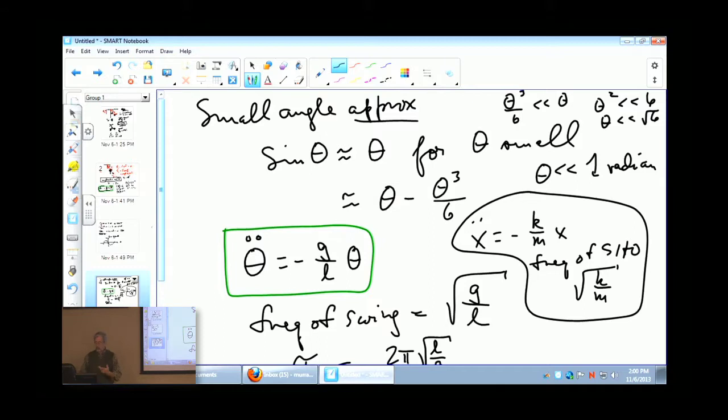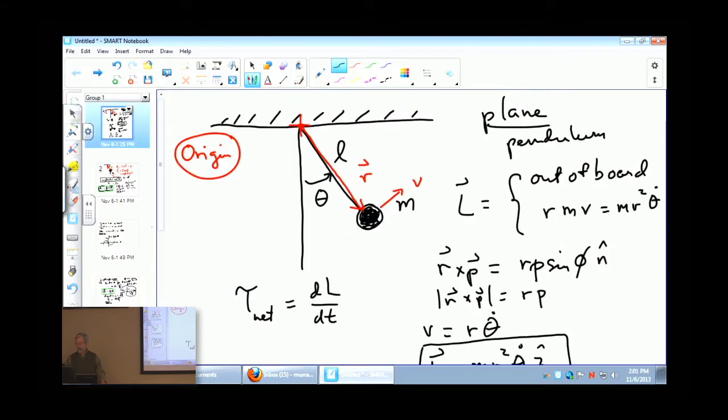Okay, so the point of this exercise is two things. One is it's an example of torque and angular momentum, the relationship between torque and angular momentum, and the other is the understanding of this as an example of a simple harmonic oscillator if the angle is small. And so now you need to go back here and examine the torque. So this thing is going up, the angular momentum is out of the board, but the torque is into the board.